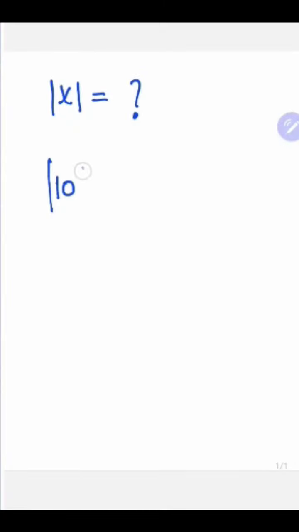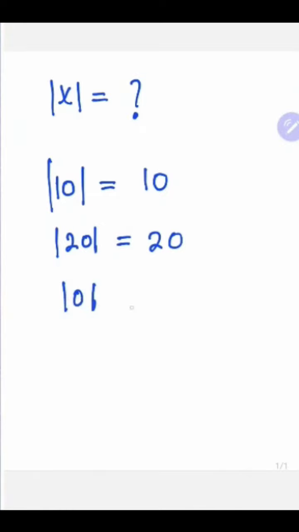For example, the absolute value of 10 is simply 10. How about the absolute value of 20? That's just 20. In both cases, the numbers are positive, so the absolute value is just the number itself. Similarly, the absolute value of 0 is 0.